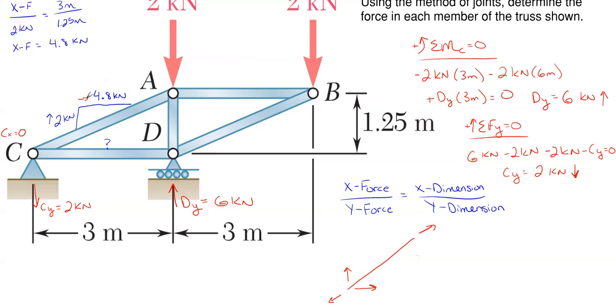So what that means here is that this is acting 4.8 kilonewtons to the right relative to joint C. Well, that means that this force in DC and CD has to be countering that because C sub X is 0. So the only other way that this 4.8 kilonewtons can be countered in equilibrium relative to joint C is that we have 4.8 kilonewtons acting to the left relative to joint C.